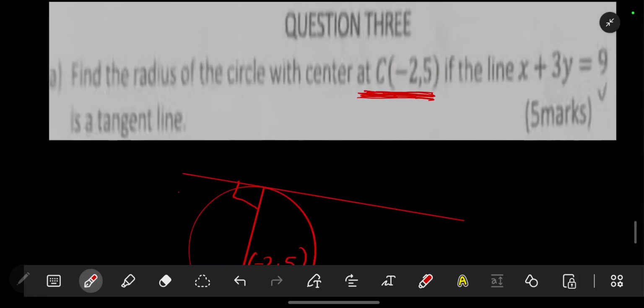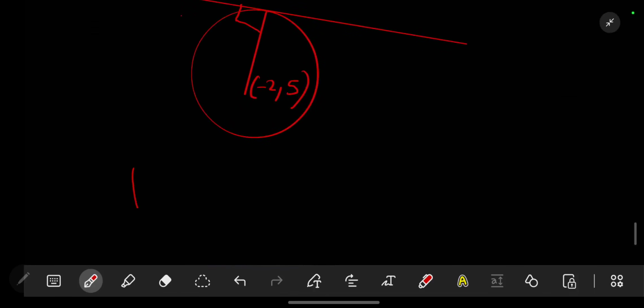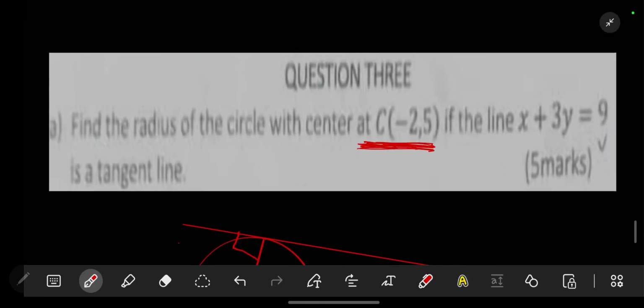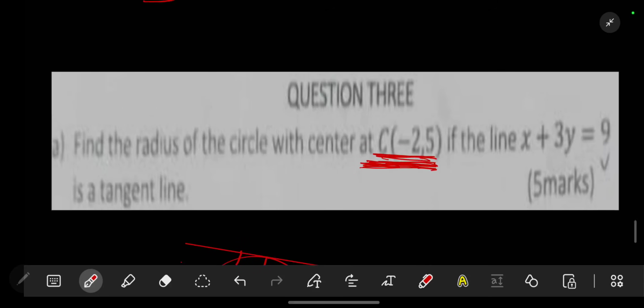So you are going to use that formula that we have. The distance of a perpendicular line is given by the absolute value of the line itself over the square root of the coefficients a and b squared. So in this case, it passes at negative 2 and 5. Then the straight line, you must make sure that it's x plus 3y, then this 9 comes here, it will be negative 9 is equal to 0. Make sure it's like this.